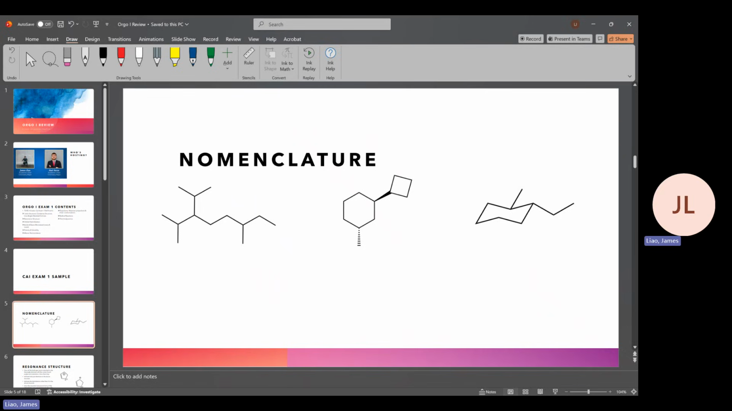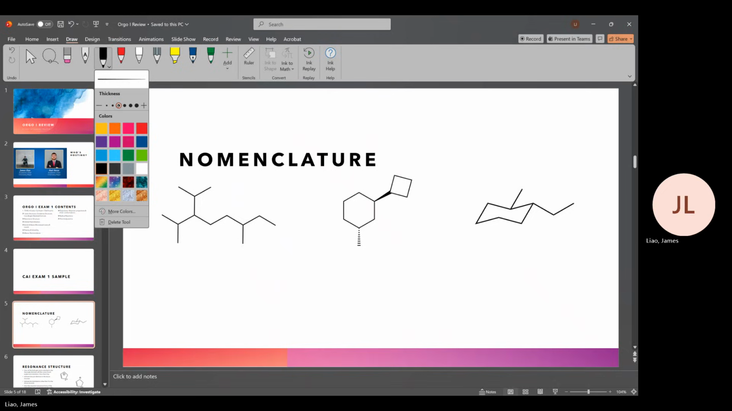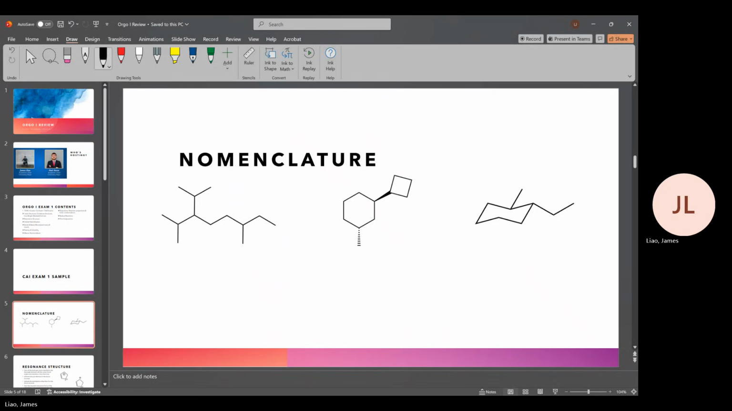So in this first molecule on the left, we have a parent chain of 8 carbons: 1, 2, 3, 4, 5, 6, 7, 8. And a bunch of substituents attached to carbon 2, 3, and 6. Carbon 2 and carbon 6 are known as methyl groups, which are basically just sticks with CH3s. So these are methyls, while the other one is also a methyl.